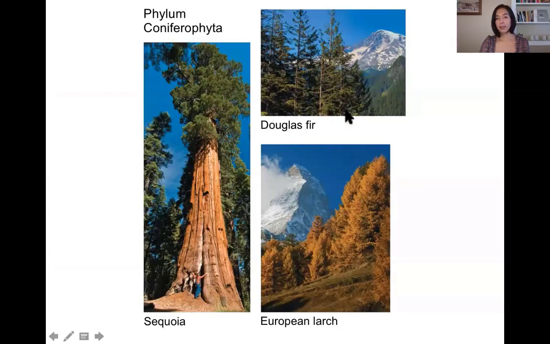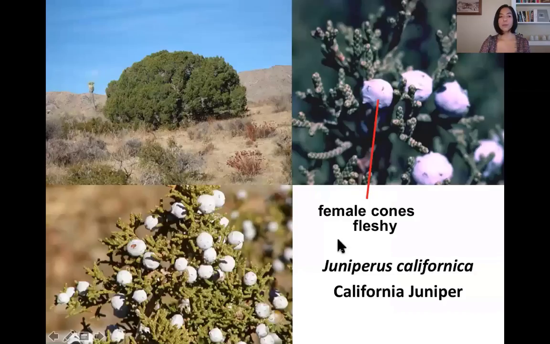Another abundant conifer that we have in North America is Douglas fir. European larch shows this contrast in colors, obviously from Europe. In California, we have Juniperus californica. It's shorter and more adapted to drought conditions. These are the type of female cones that you find in junipers.